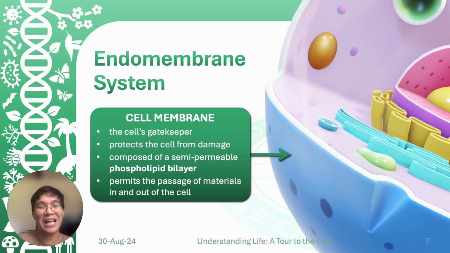And it permits the passage of materials in and out of the cell. So again, when a membrane is semi-permeable, it selects what can only come in and what comes out. It can let other sugars enter, but it won't let some materials inside go out of the cell. So it's very selective in what it should have inside the cell and what should stay outside the cell. Again, it's the gate of your cell.